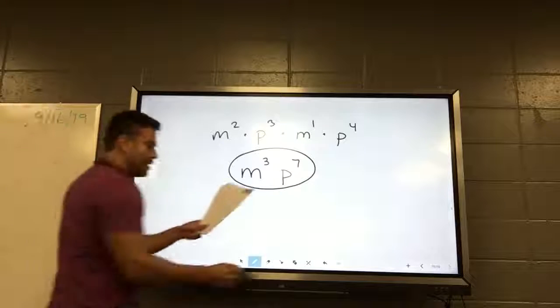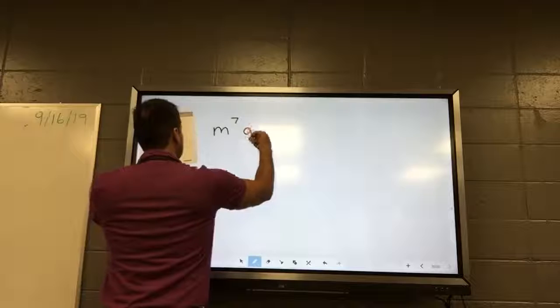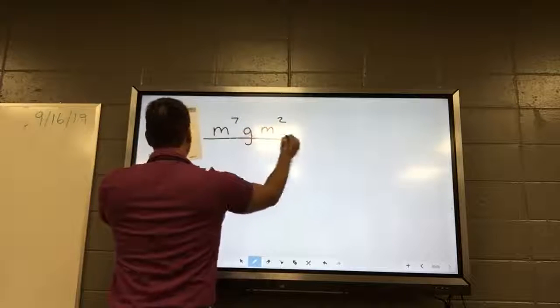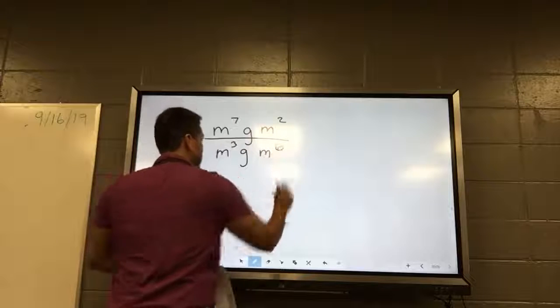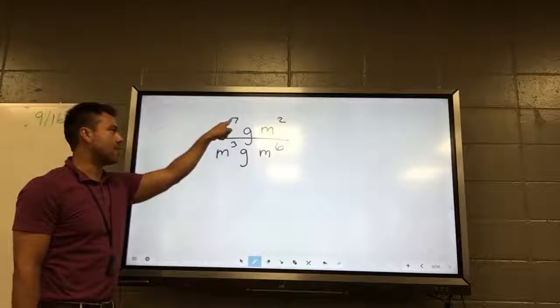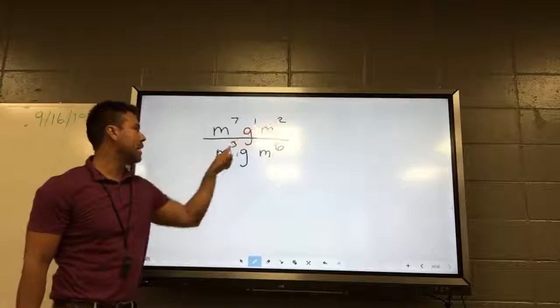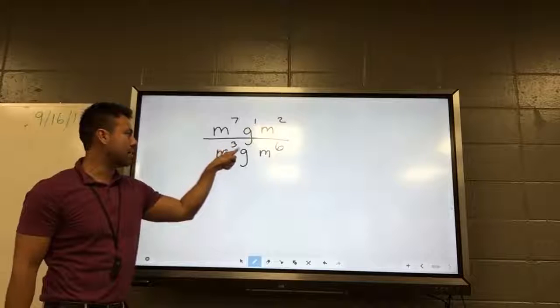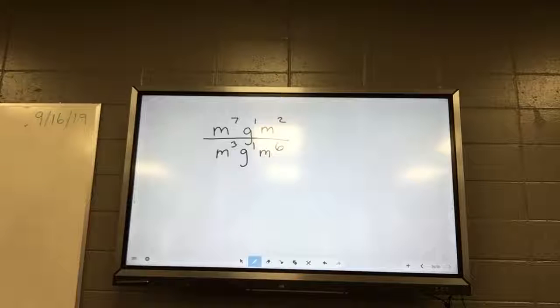All right. And then the last type of this problem: m to the seventh, g, m to the second, over m to the third, g, m to the sixth. Reminder, the exponent of m is 7. The exponent of g is 1. And there are multiple ways of figuring this out. We'll go through one of them.